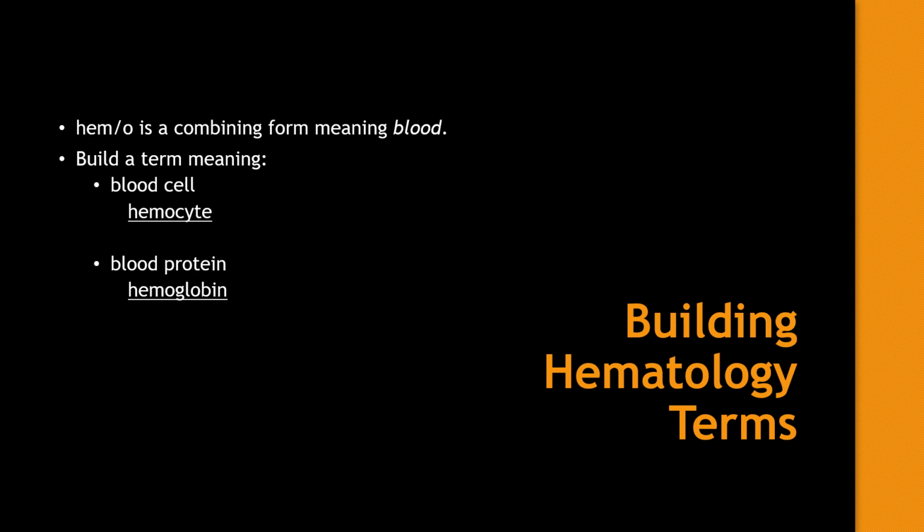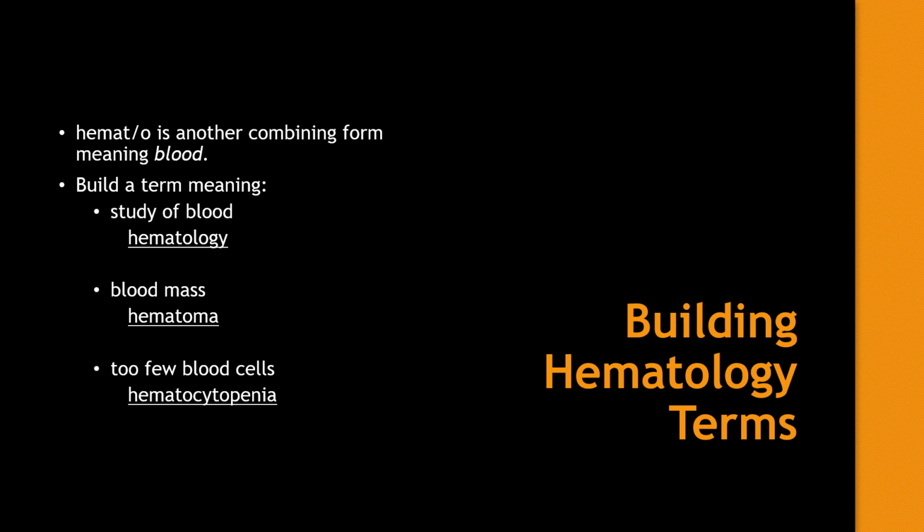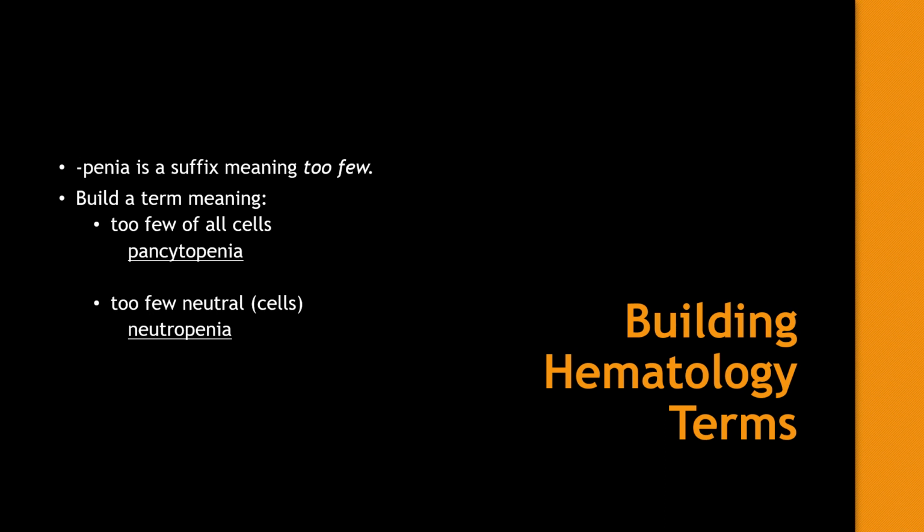Hemo is a combining form meaning blood. Hemocyte is a blood cell. Hemoglobin is a blood protein. Hemato is another combining form meaning blood. Hematology, study of blood. Hematoma, a blood mass. Hematocytopenia, too few blood cells. Penia means too few. Pancytopenia, too few of all cells. Neutropenia, too few neutral cells.